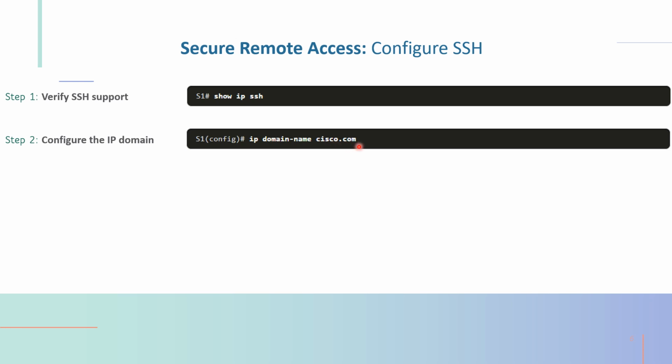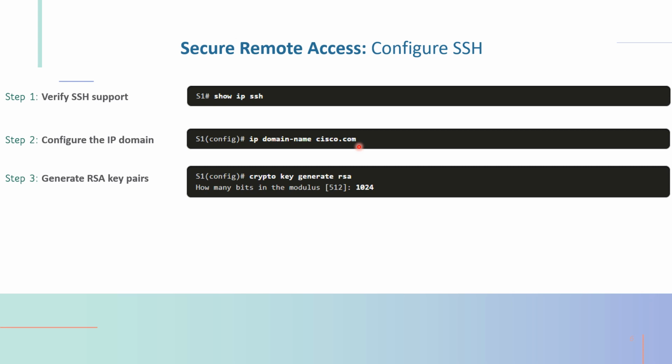And step 3 will be to generate RSA key pairs. Not all versions of IOS default to Secure Shell version 2, and Secure Shell version 1 has known security flaws. To configure Secure Shell version 2, you have to enter a command at the global configuration mode known as ip ssh version 2. Generating an RSA key pair automatically enables Secure Shell.